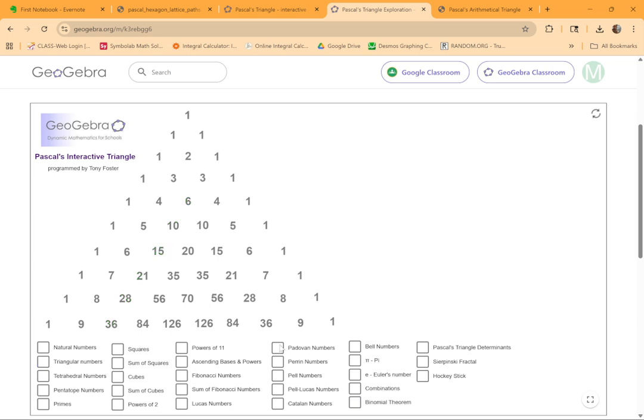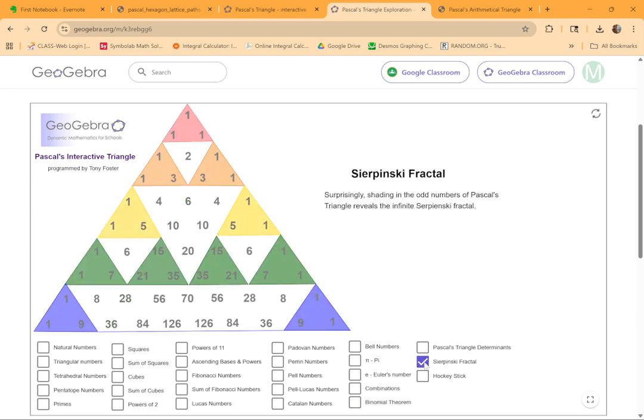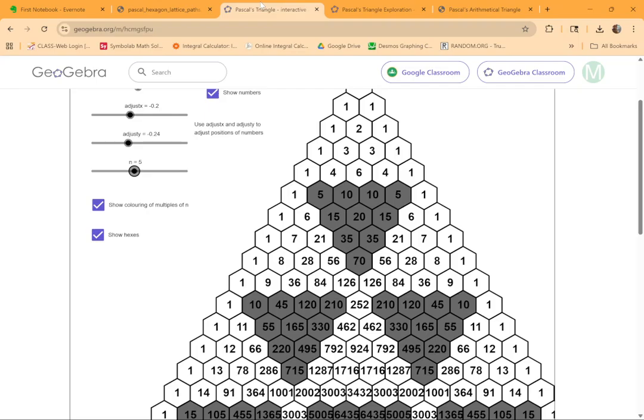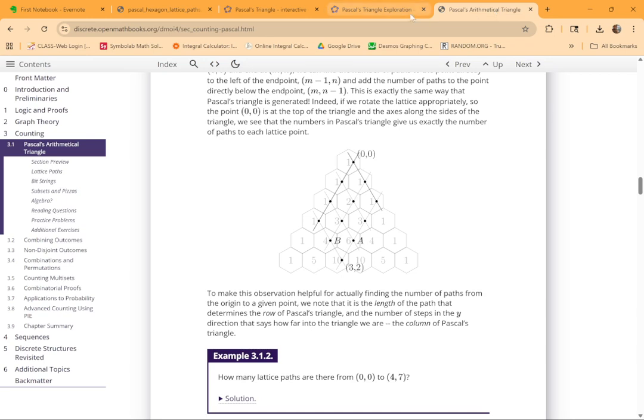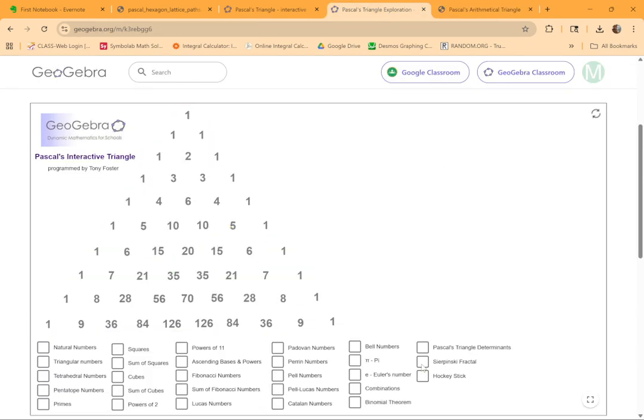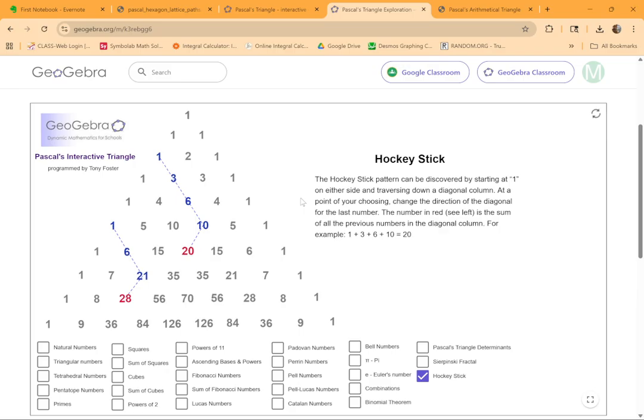And here, one last one, or a couple more. As it turns out, if you shade the odd numbers, as you see here, you get a fractal pattern that emerges. If we zoom out and continue doing this, we can see that the further we zoom out, we keep seeing this triangle pattern reemerge. It's a fractal. Also an interesting pattern that arises. And then lastly, the hockey stick.